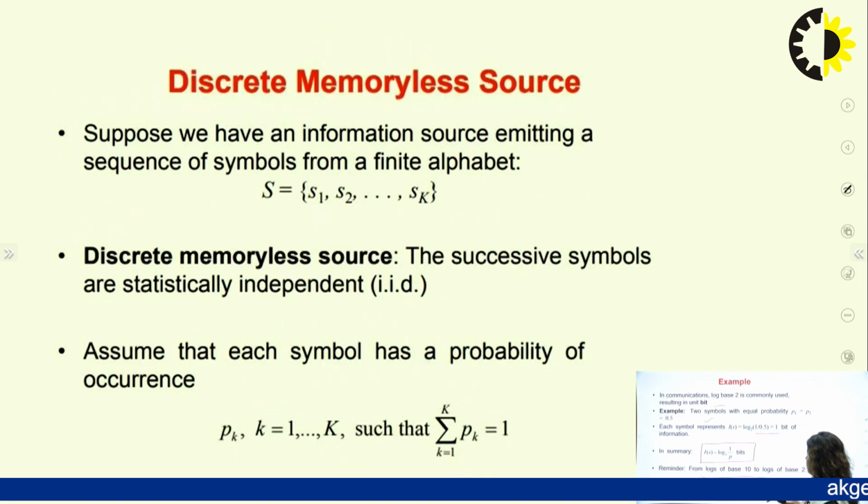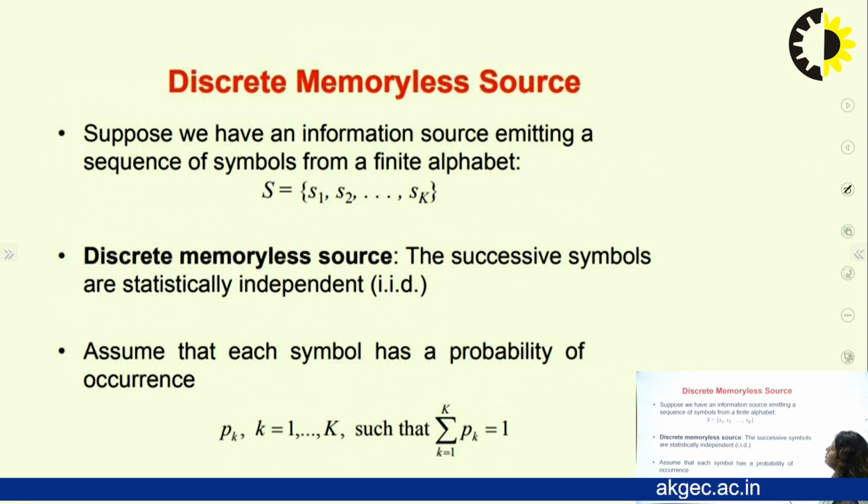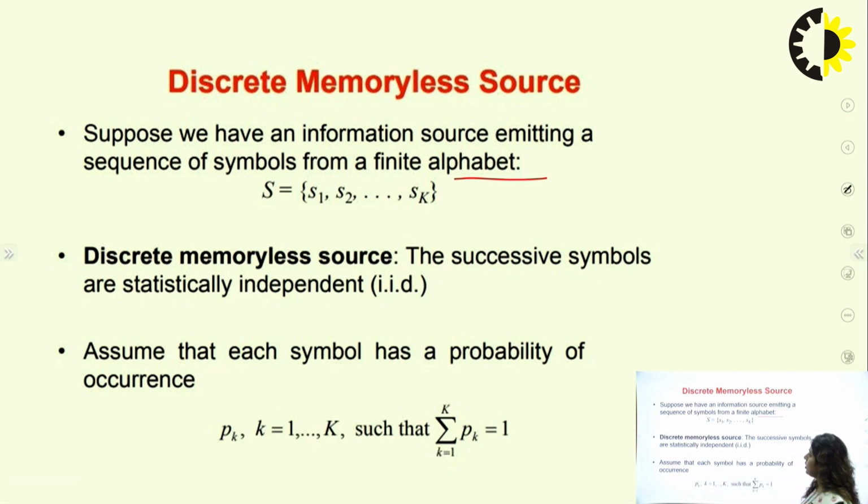So now we are going to discuss the discrete memoryless source. Suppose we have an information source emitting a sequence of symbols from a finite alphabet. So if we have S emitting a sequence of symbols S1, S2 and so on up to Sk, this is a discrete memoryless source. The successive symbols are statistically independent. Assume that each symbol has a probability of occurrence Pk. So the sum of the probabilities of all the events is 1, that is, summation over i equal to 1 to k of Pk is equivalent to 1.